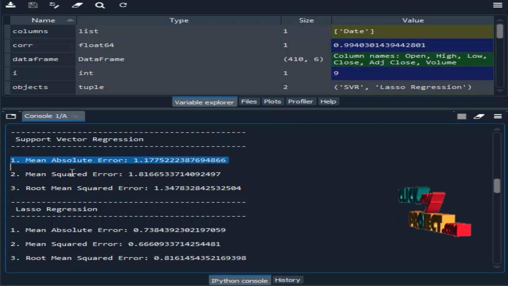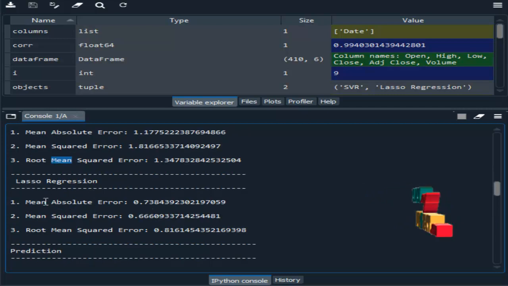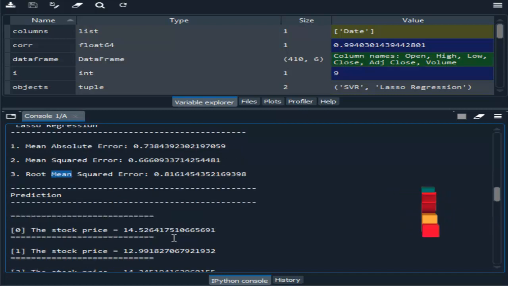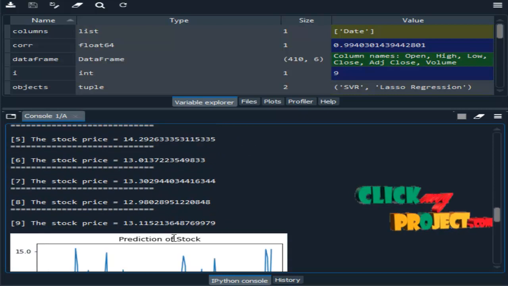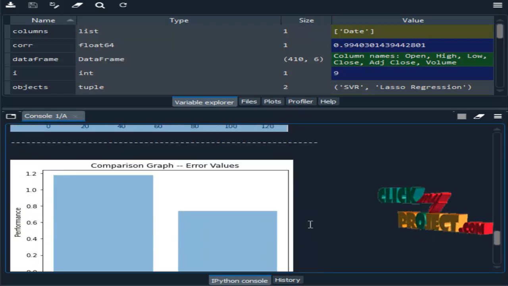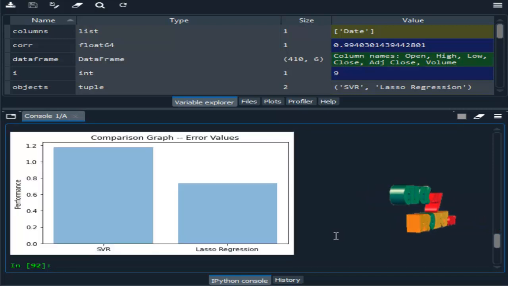So the MAE, MSE, RMSE values for support vector regression appear like this. Then similarly the MAE, MSE, RMSE values for lasso regression. Then prediction, so here we predict the stock price. So this is the prediction graph of stock price. This is the comparison graph for SVR and lasso regression.